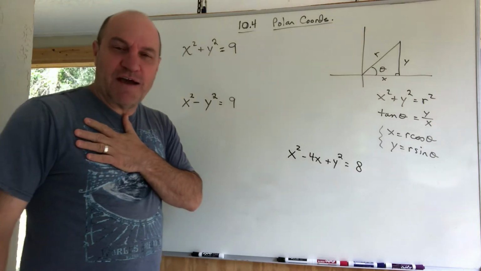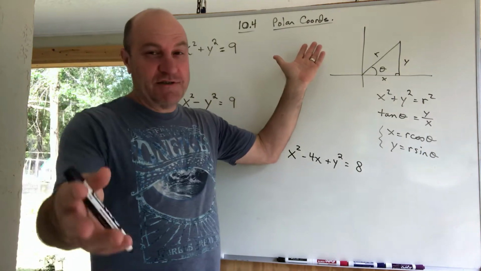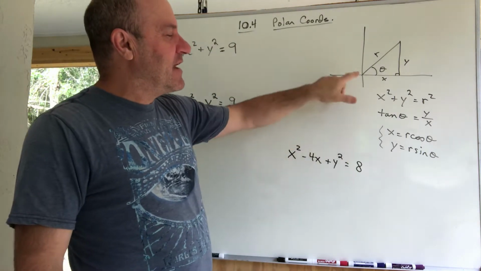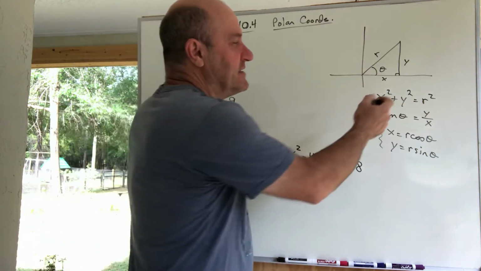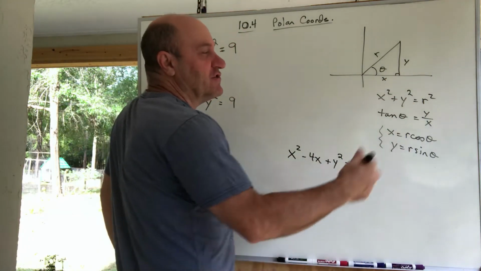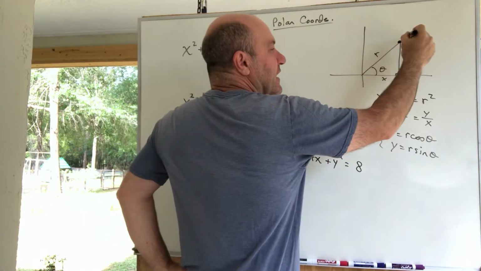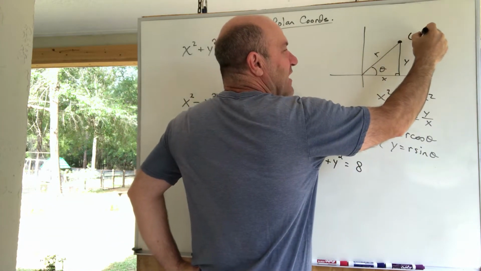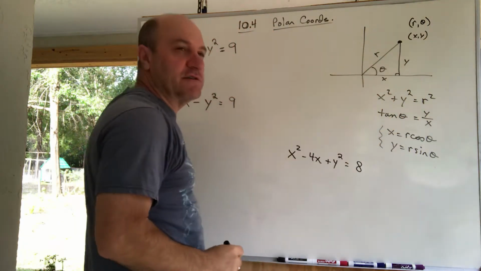Hey, good morning. Calculus 2, Chapter 10.4, polar coordinates. We got started on this with a video the other day. We got this triangle that relates the x's and y's, the old rectangular coordinates, to the new r and theta polar coordinates. So this point can be represented with an x-y coordinate system, or it can be represented with an r theta polar coordinate system.